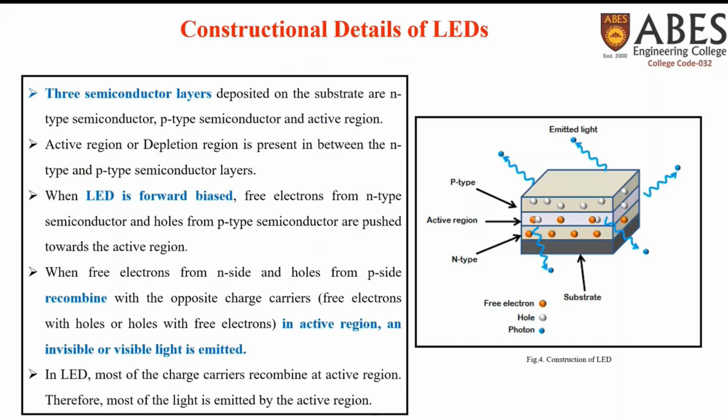Moving on to the constructional details. LED is encompassed with three semiconductor layers, which are N-type, P-type, and an active region. This active region or depletion region is sandwiched between N-type and P-type layers. When LED is forward biased, free electrons from N-type semiconductor and holes from the P-type semiconductor are pushed towards the active region. Here, inside the active region, both the charge carriers recombine, and after recombination, an invisible or visible light is being emitted.